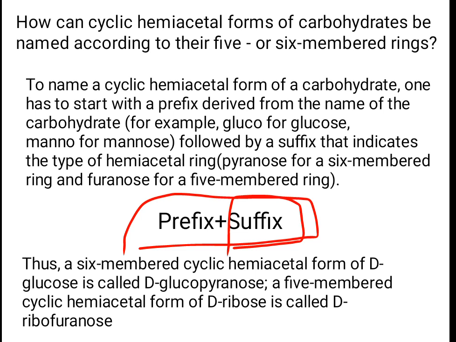Thus, a 6-membered cyclic hemiacetal form of D-glucose is called D-glucopyranose. Gluco is the prefix and pyranose is the suffix. A 5-membered cyclic hemiacetal form of D-ribose is called D-ribofuranose. Here ribo comes from the word ribose, that's why it is the prefix, and furanose is the suffix.